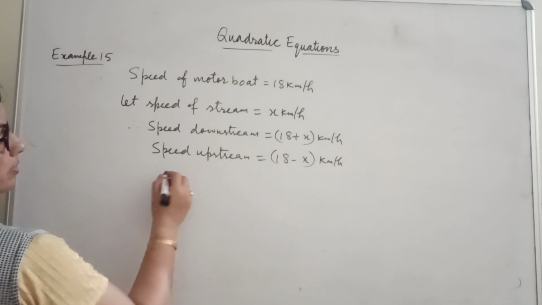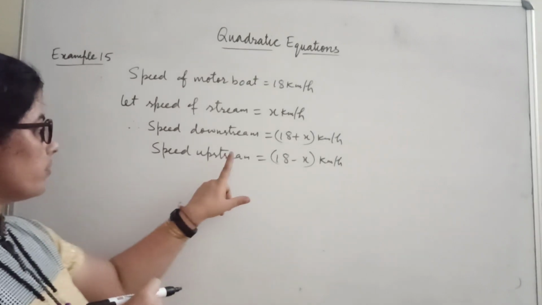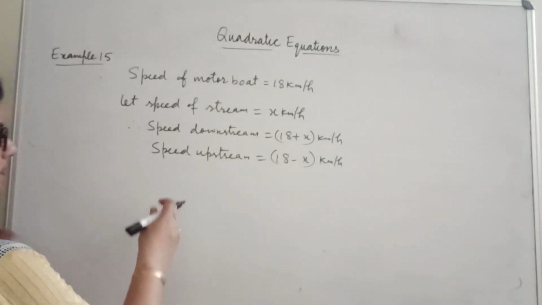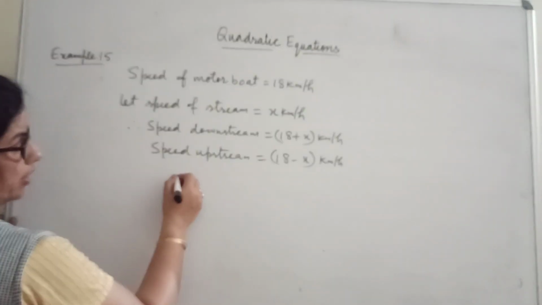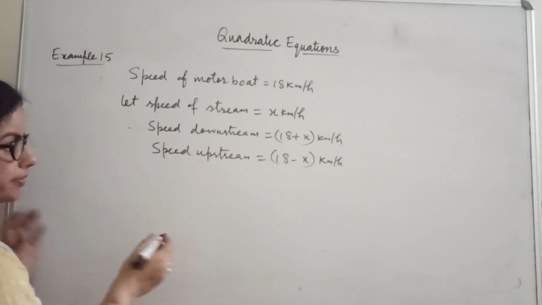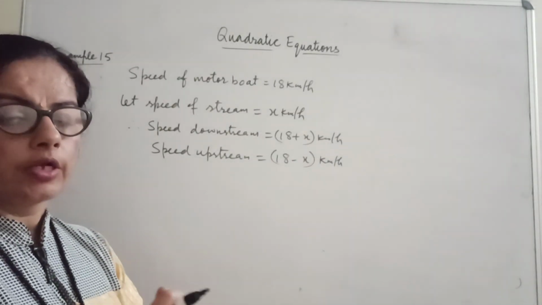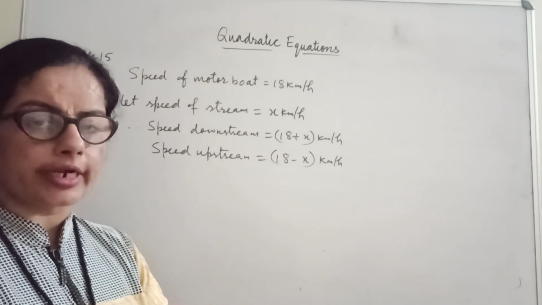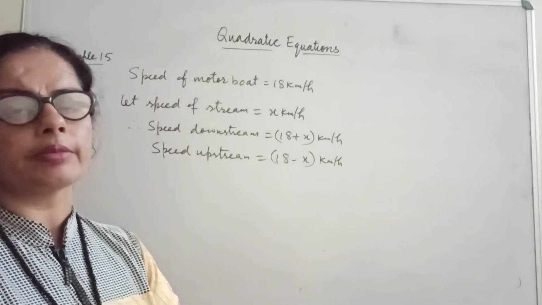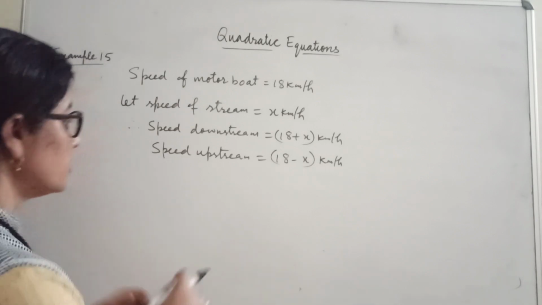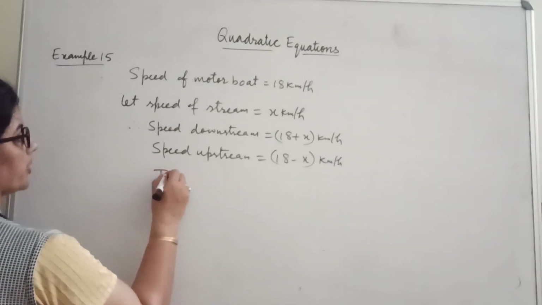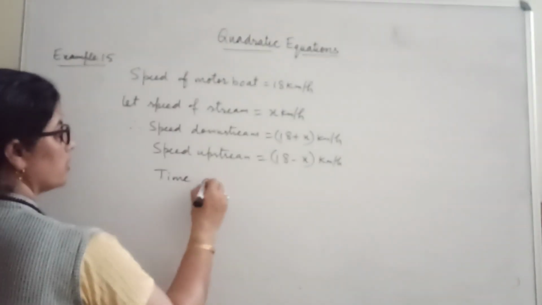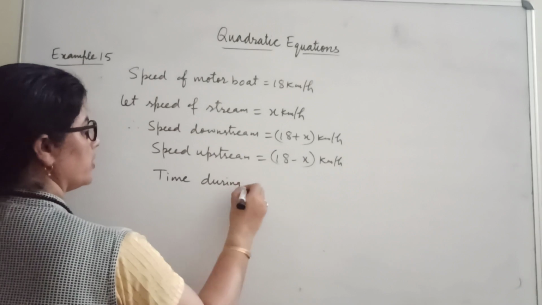Now what he says is that in the upstream direction, 1 hour more is taken by the motor boat. So we will find the time here. The difference of time is given to us: the time taken in the upstream direction and the time taken in the downstream direction differ by 1 hour. So we will find the time during downstream.